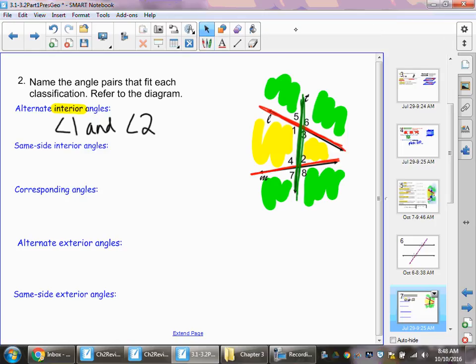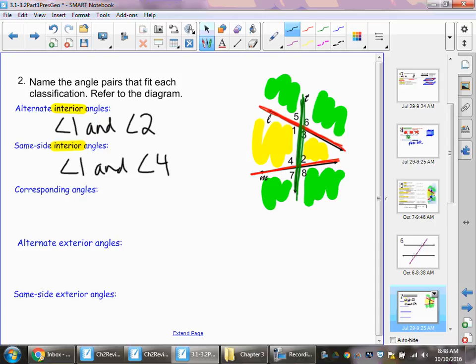Same side interior angles are on the same side of the transversal. An example would be angle 1 and angle 4. Corresponding angles are in corresponding positions. They're on the same side of the transversal, but one is on the interior and one is on the exterior. An example would be angle 4 and angle 5.